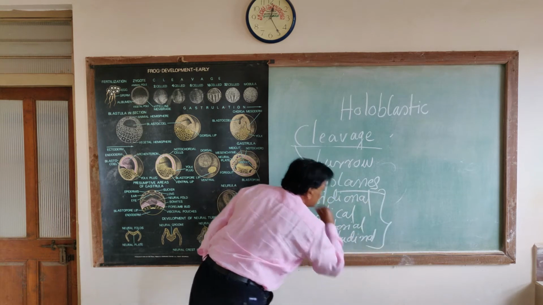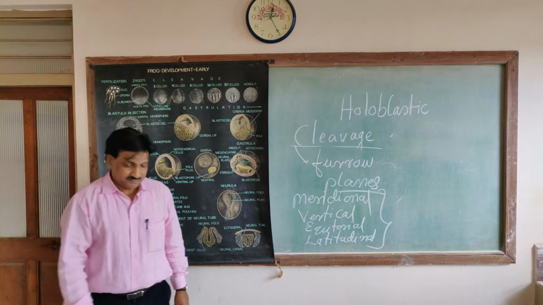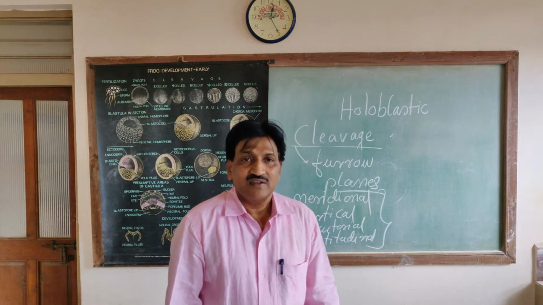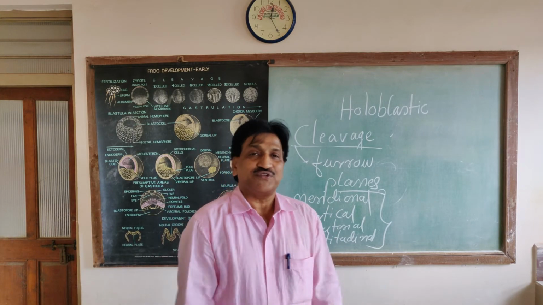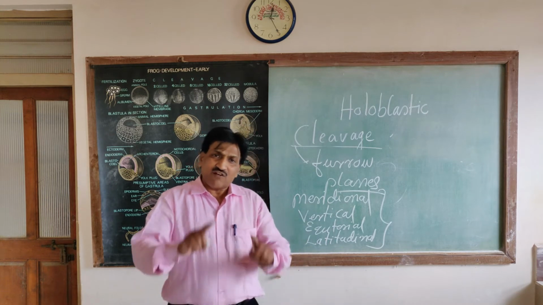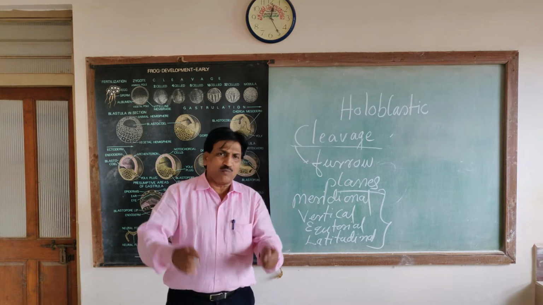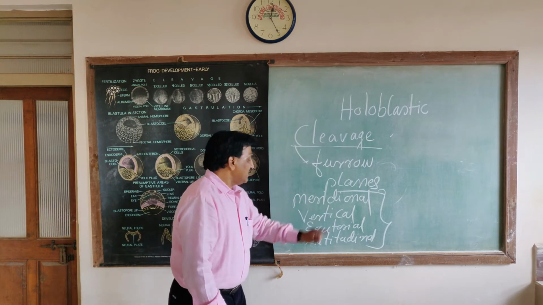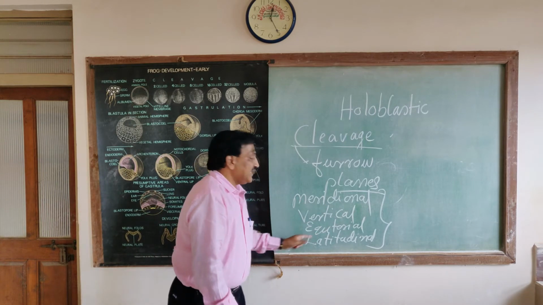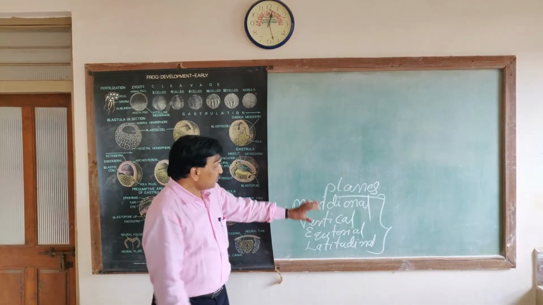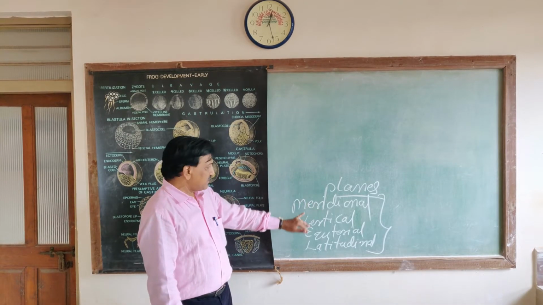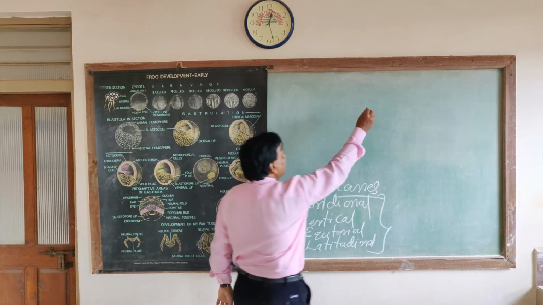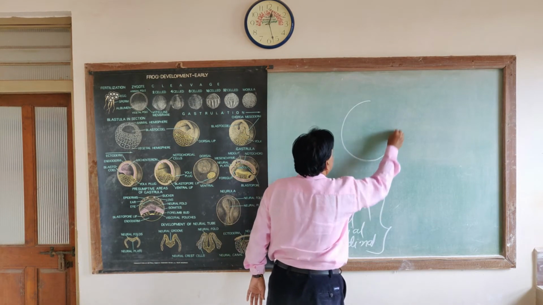This is called cleavage planes. Sometimes in the examination, some of the students are confused. Instead of writing holoblastic and meroblastic, they will write meridional, vertical, equatorial, latitudinal. Today there are 4 planes and angles: meridional, vertical, equatorial, latitudinal. I will show the diagram. Now here, meridional.